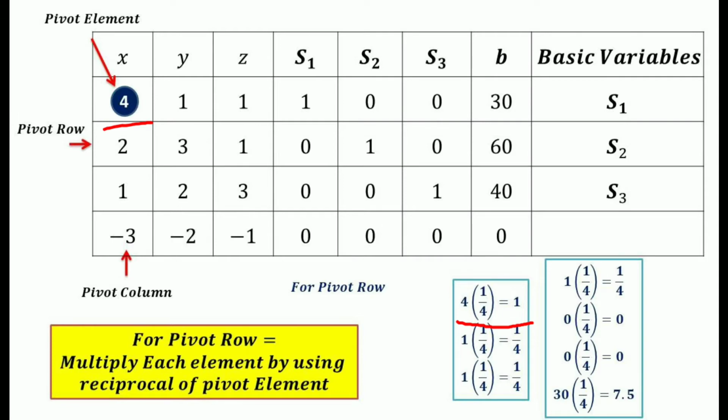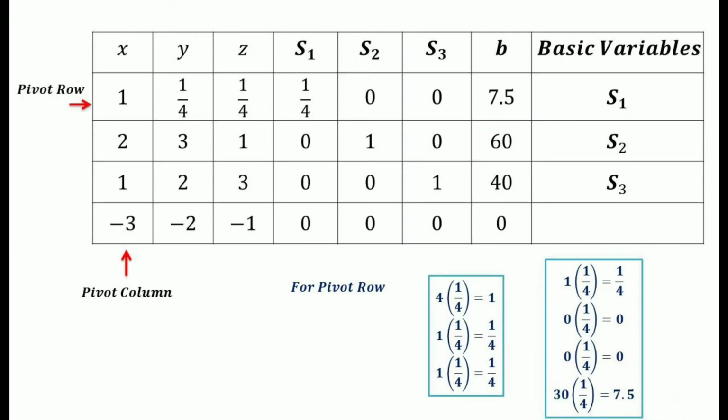So the first element is 4 into the reciprocal of the pivot element, that is 1 upon 4, which is equal to 1. Then the second element is 1 into 1 upon 4, which is equal to 1 upon 4. The third element is 1 into 1 upon 4, which is equal to 1 upon 4. Fourth element, that is 1 into 1 upon 4, which is equal to 1 upon 4. Then the fifth element, that is 0 into 1 upon 4, which is equal to 0. Sixth element, that is 0 into 1 upon 4, again equal to 0. And the last element, that is 30 into 1 upon 4, which is equal to 7.5.